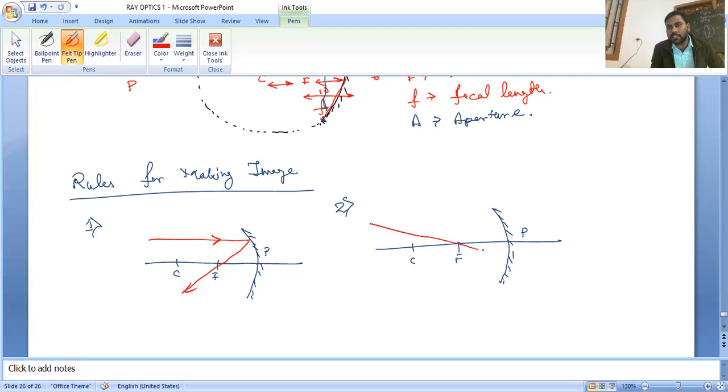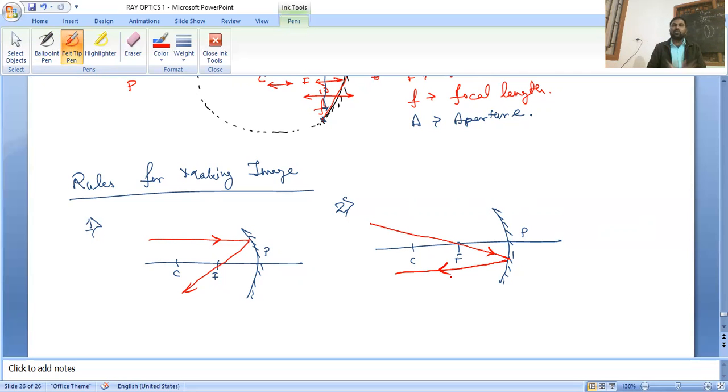So this ray is passing through the focus. After reflection, it will become parallel to the principal axis, the vice versa of the first rule. After reflection, it will pass like this, parallel to the principal axis.